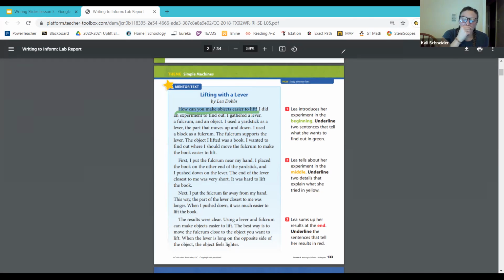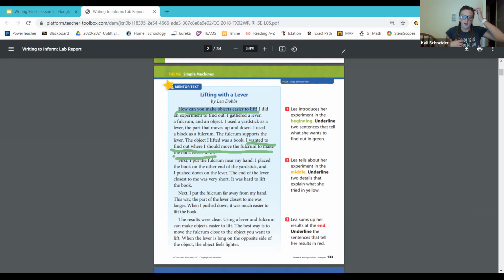I wanted to... Well, it told us to underline the two sentences that tell what she wants to find out. I see right here, I wanted to find out where I should move the fulcrum to make the book easier to lift. All right, that is exactly telling us what she wants to do and find out. So she's trying to find out where she should move the fulcrum to make the book easier to lift.